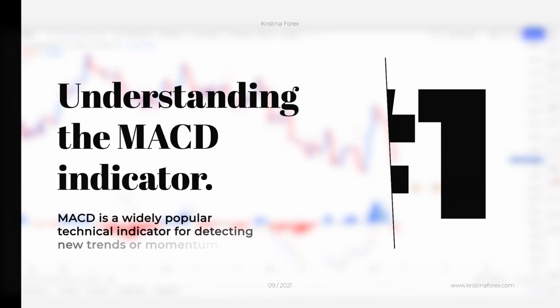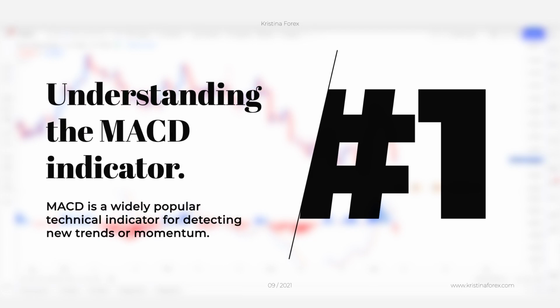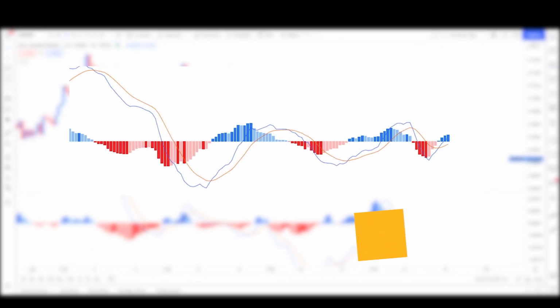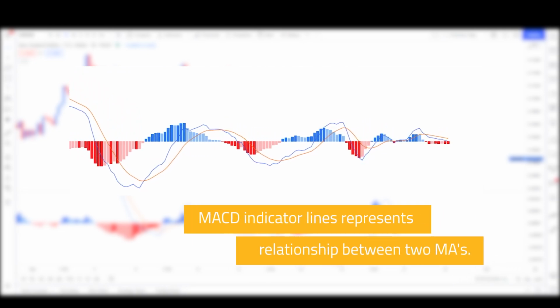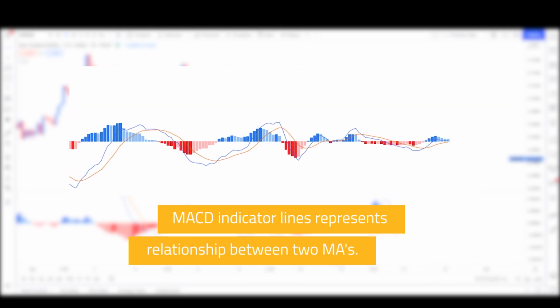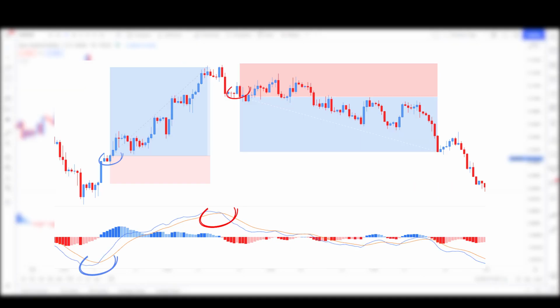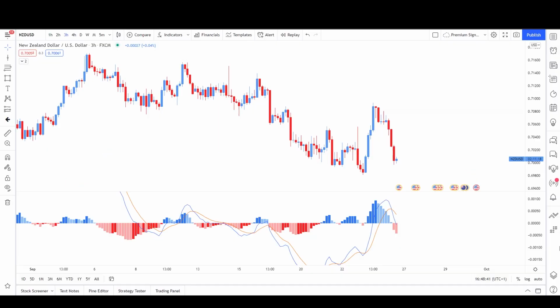So what is a MACD indicator? Well, the MACD is a technical tool, and I think you already heard about it, and it's used to detect new trends or a momentum. But basically what you get when you plot MACD lines on the chart is a picture of the relationship between EMAs. So to put it in a more simplified way, especially if you're a beginner, the MACD is a trend following indicator that shows the relationship between the moving price averages, or how two EMAs compare to each other over a period of time.